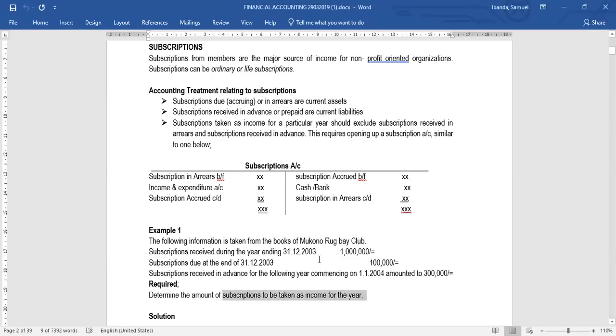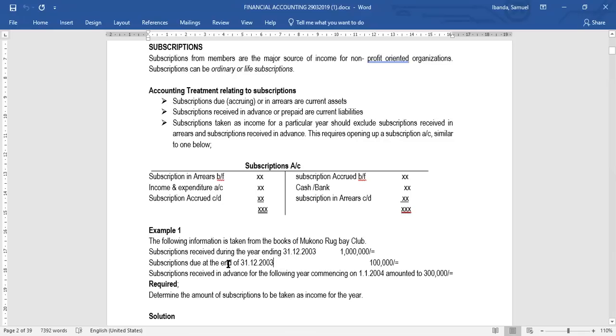Now, from somebody's understanding, you can calculate this manually, even without drawing up an account. But the principle is, if these are the subscriptions that were received during the year, remember we received 1 million, okay? And they're telling us that we had some subscriptions. Remember, this 1 million is our cash and bank, okay?